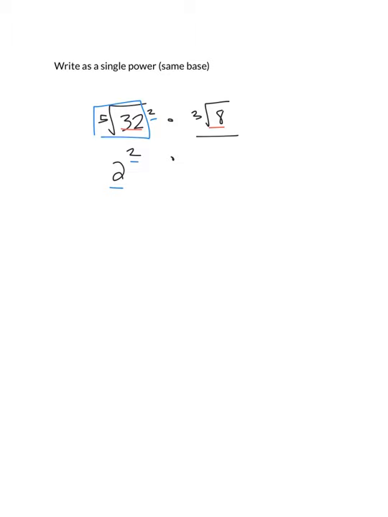Next, I'm going to do the cube root of 8, which is 2. Now, we know that this has an imaginary 1 right here. So when I go ahead and simplify this even further, I get 2 to the 2 plus 1, which is 3. Now, since it says write as a single power, I'm done at this line. I wouldn't go further and simplify to be 8.